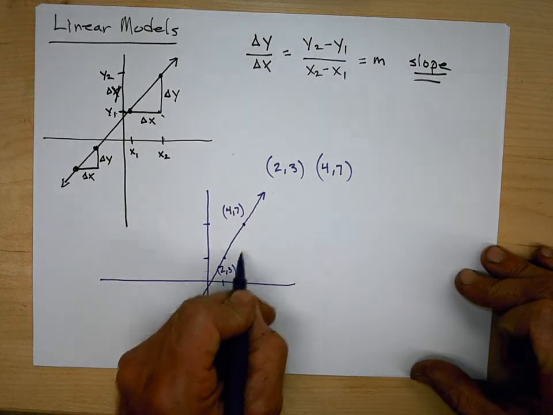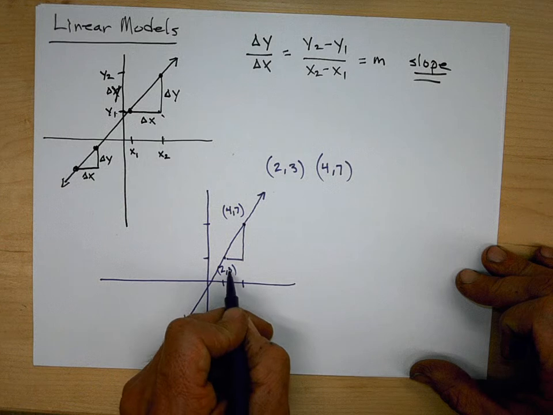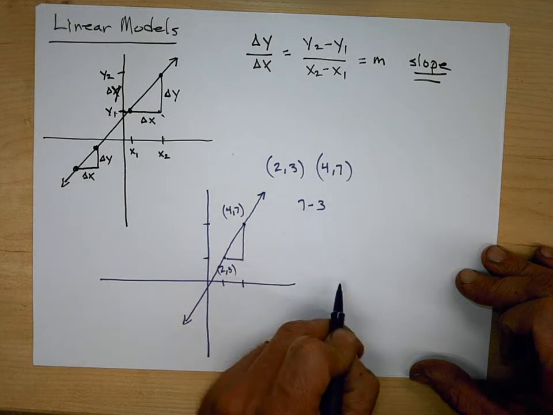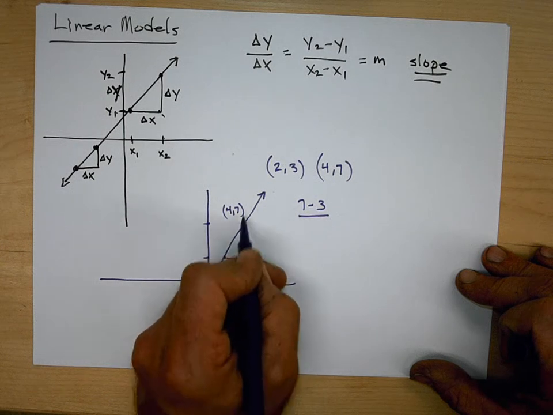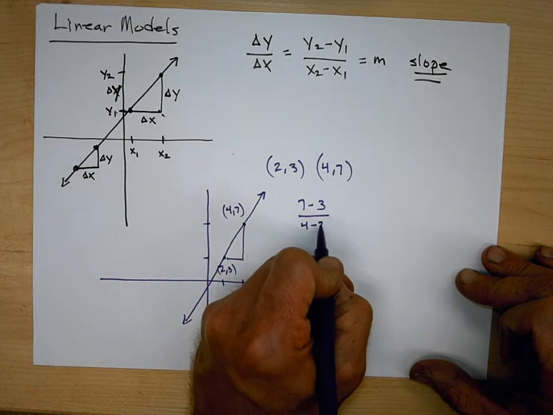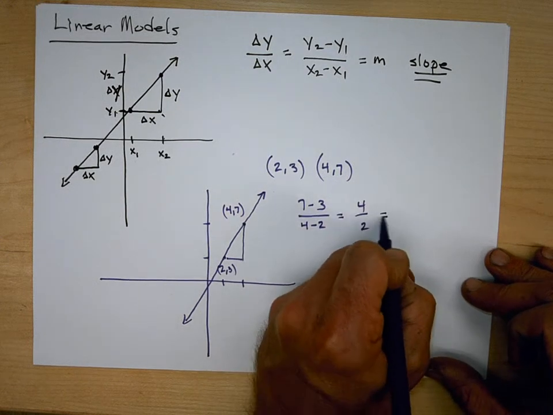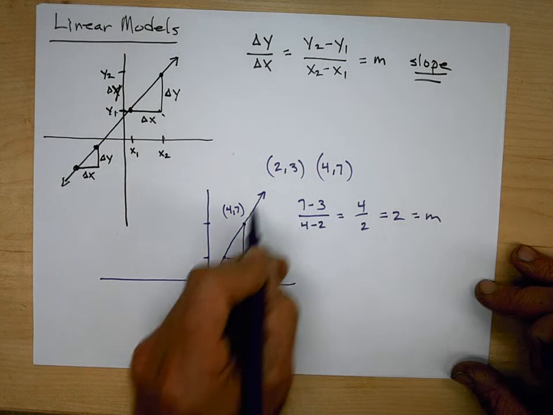So again, think of this as a little triangle here. What's the change in y? Well, y goes from 3 to 7, so I can subtract 3 from 7. And the change in x, well, this over here is 4, and that's 2. So I get 4 over 2, which is 2. So that's my slope of this line.